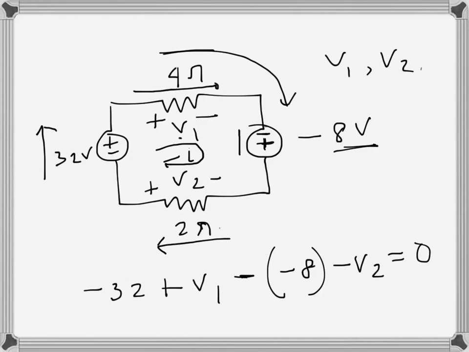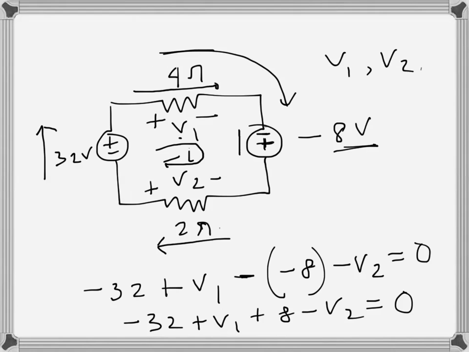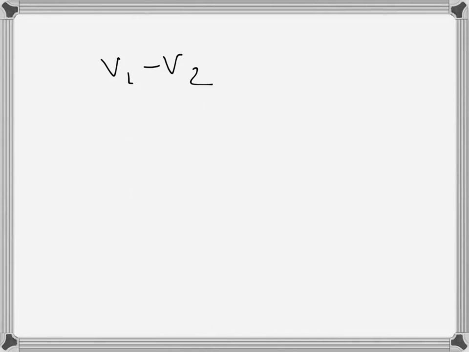So if we rewrite it, that's minus 32 plus V1 plus 8 minus V2, or if we write it like that, V1 minus V2, and minus 32 plus 8 is minus 24. If it goes on the right hand side, it becomes plus 24. So we have one equation there.